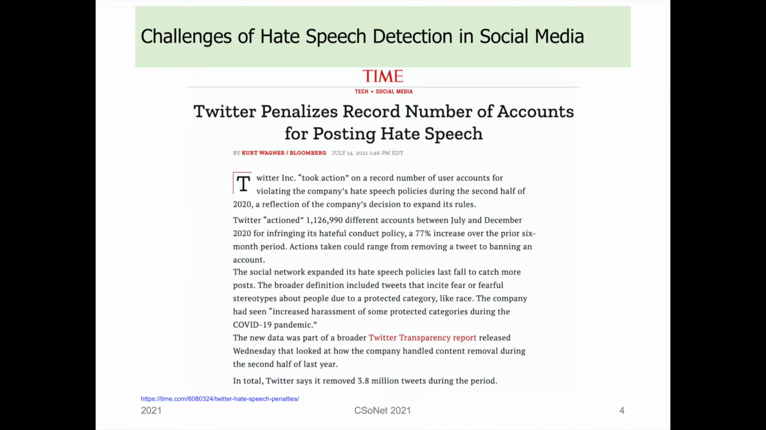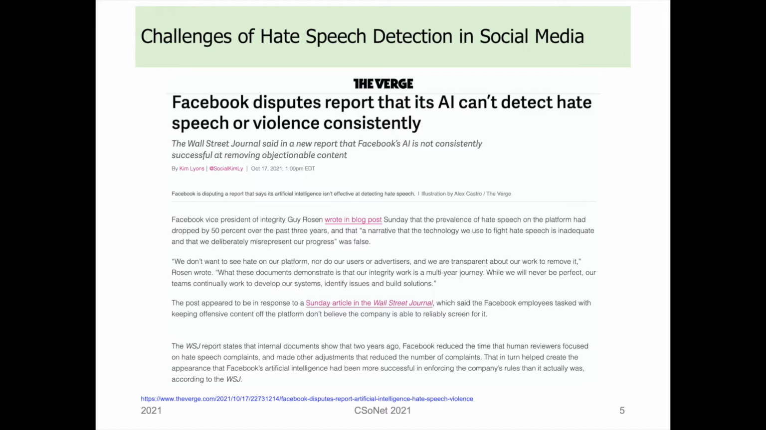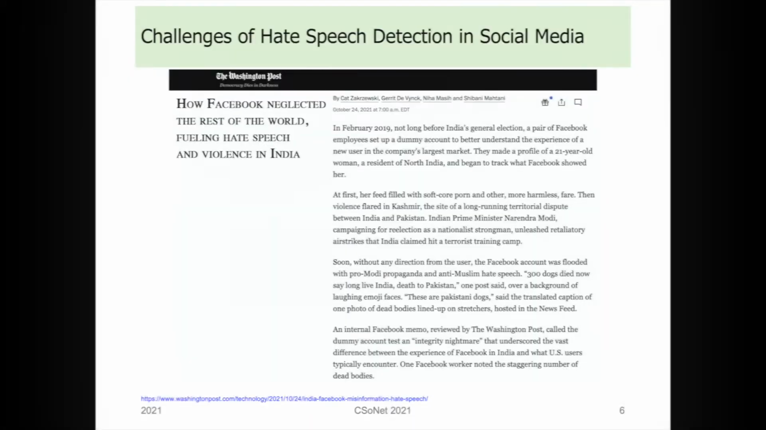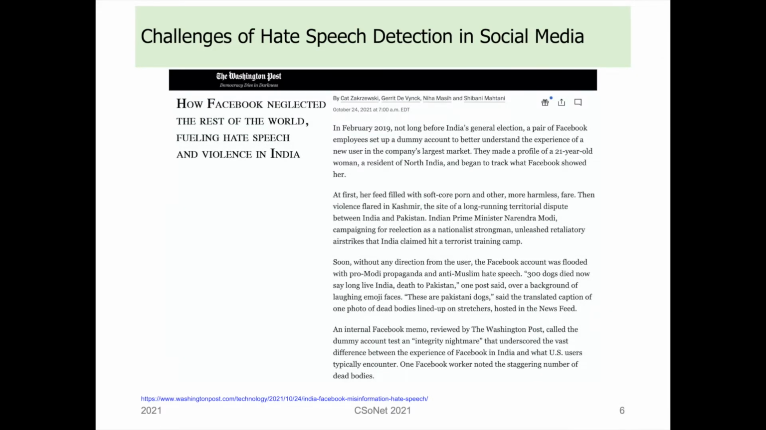In this slide and the next few slides, we report some current challenges of hate speech detection. From July to December of 2020, Twitter removed 3.8 million hate speech tweets from its platform. As mentioned earlier, the process of automatically detecting hate speech content is not often straightforward. For example, as reported by The Verge on October 17, 2021, Facebook AI cannot detect hate speech or violence consistently. A week later, the Washington Post reported that Facebook fails to filter hate speech and fake news in India.